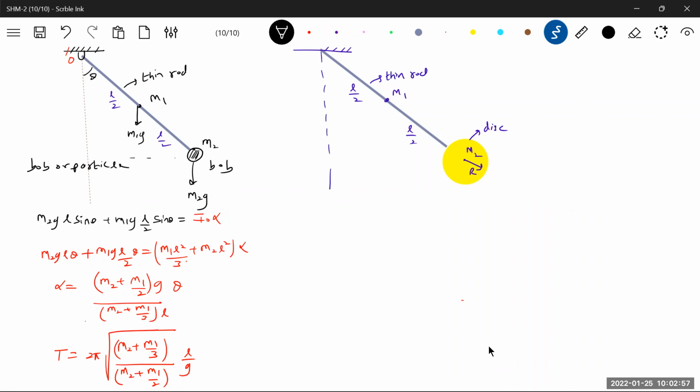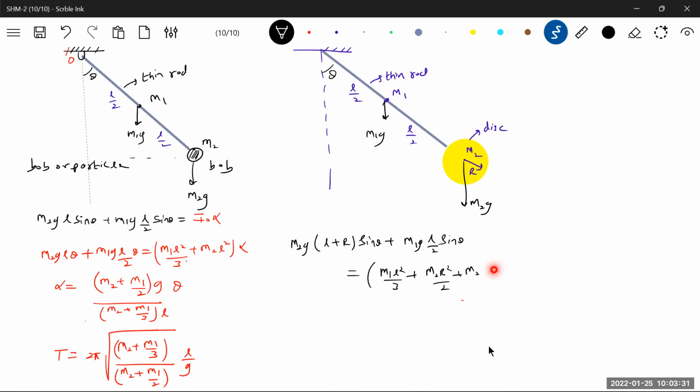Thin rod. Yeah, carry on now. So again, the method will be same. The weight m1g. I'll give small angular displacement, and the weight of this will act here. So the torque setup will be m2g (L plus r) sine theta plus m1g L by 2 sine theta. That should be equal to moment of inertia of rod, m1 L square by 3, plus moment of inertia of disc, m2 r square by 2 plus m2 (L plus r) whole square, all into alpha.